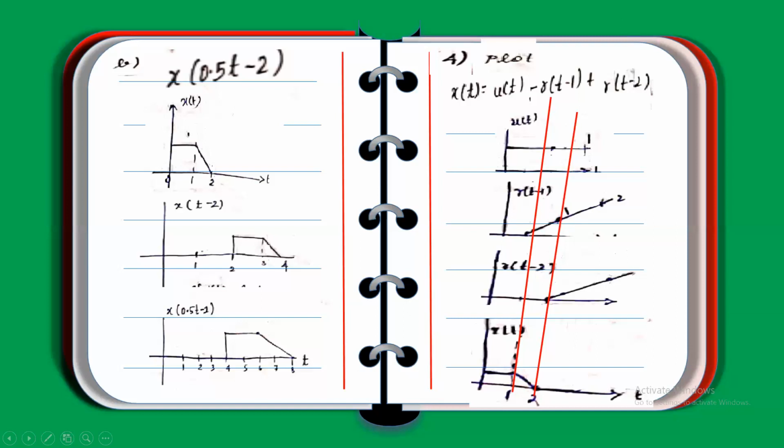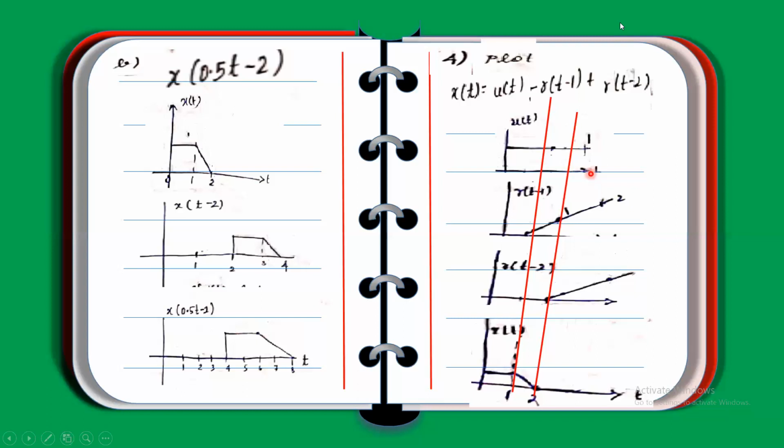Now from 2 onwards, t equal to 2 onwards, u of t is present, r of t minus 1 is present, r of t minus 2 also present. So this entire operation as per this equation we have to do. U of t amplitude is 1, r of t minus 1 has already reached an amplitude 1 and increasing, r of t minus 2 is just picking up. At this point, it is 1 minus 1 plus 0, it is 0.